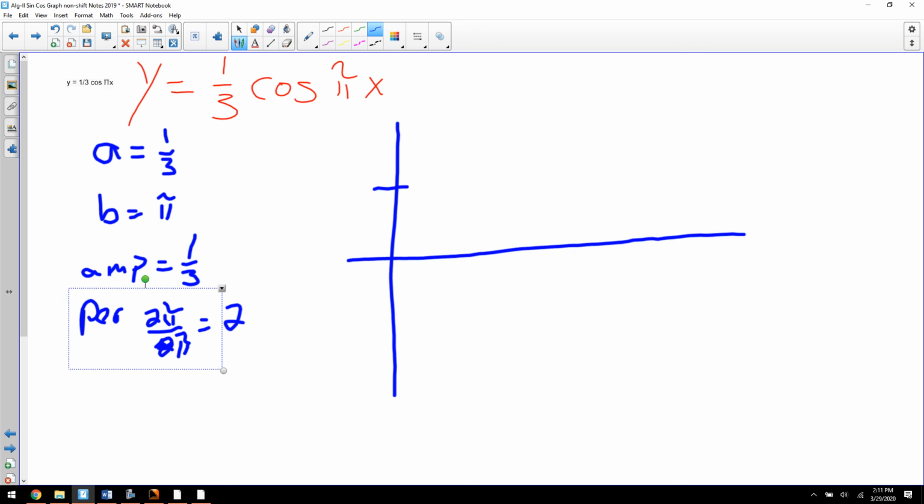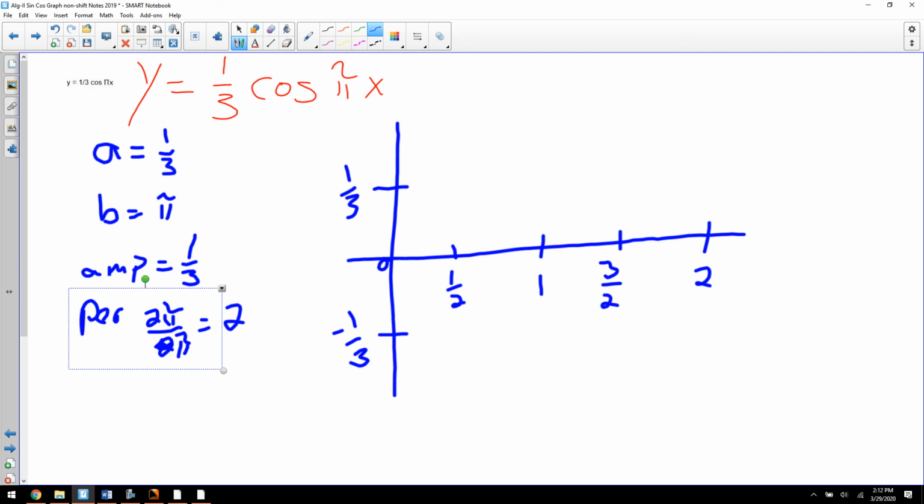It goes up to 1/3, down to -1/3, and it does not have to be scaled pretty. You just label it and say that's where it is, and it works. Here's my 0, and then it ends at 2. So this is 1. Here's 1/2, and then this would be 3/2.